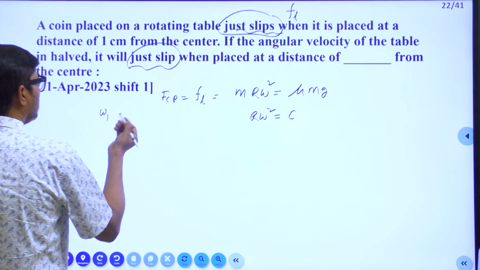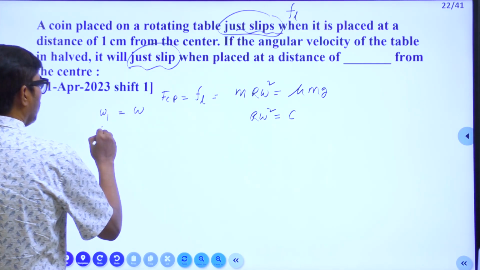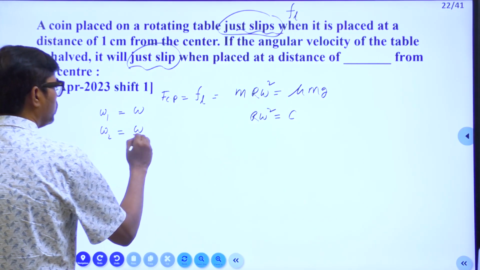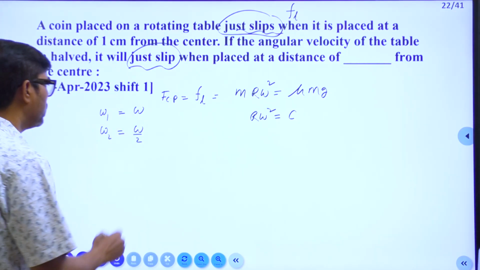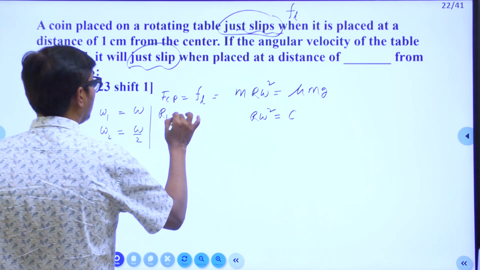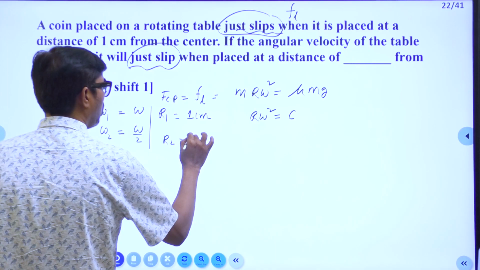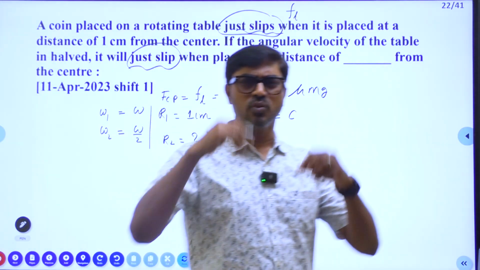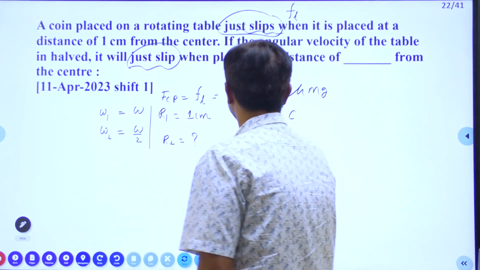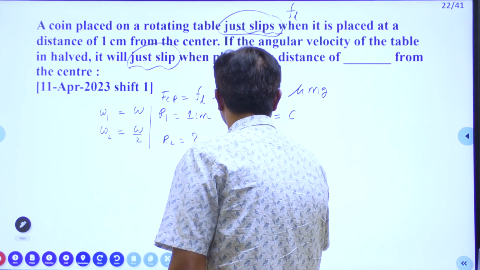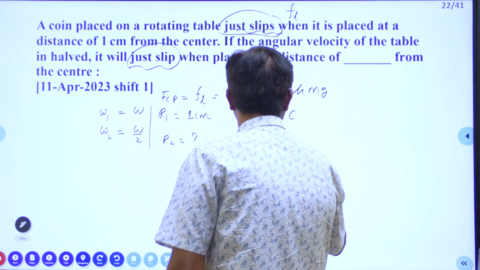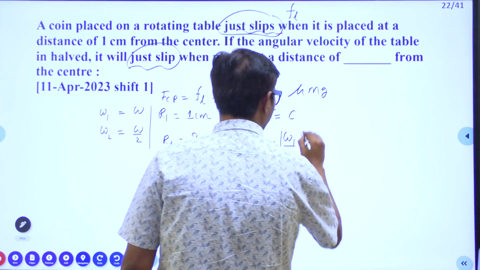Omega 1 is, let's say, omega. Omega 2, they are making omega by 2. They are reducing omega to half. R1 they had given, R1 equal to 1 centimeter. What should be R2 where it is about to slip? That's what you have. r omega square equal to constant. That means R2 by R1 is going to be (omega 1 by omega 2) the whole square.